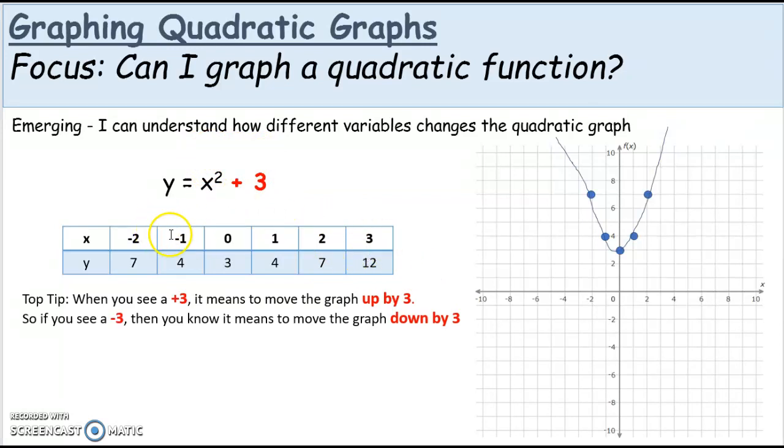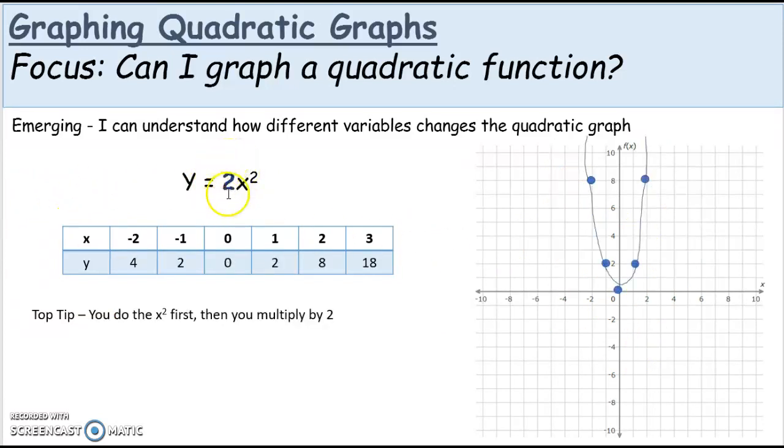Again, if you look on the other side of -1 and -2, you're going to get exactly the same. So if you plot these graphs, or these coordinates, draw a smooth curve, you'll have this. Hopefully you notice that the +1, or in this case +3, only moves the graph up by 3. So if it's a -3, it moves down by 3.